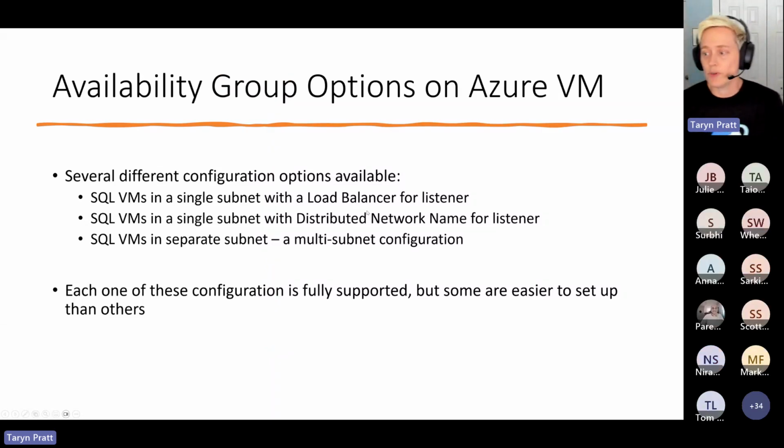If you have ever attempted to deploy an availability group on an Azure VM, you probably know that there's a lot of options to do that. We support various configurations for an availability group. Some of the options that we have are single subnets, so you'd have multiple SQL servers in a single subnet using a load balancer for the listener. We've got a single subnet, again, with a distributed network name for the listener. And then lastly, we've got multiple subnets, so separate subnets for each VM in a multi-subnet configuration.